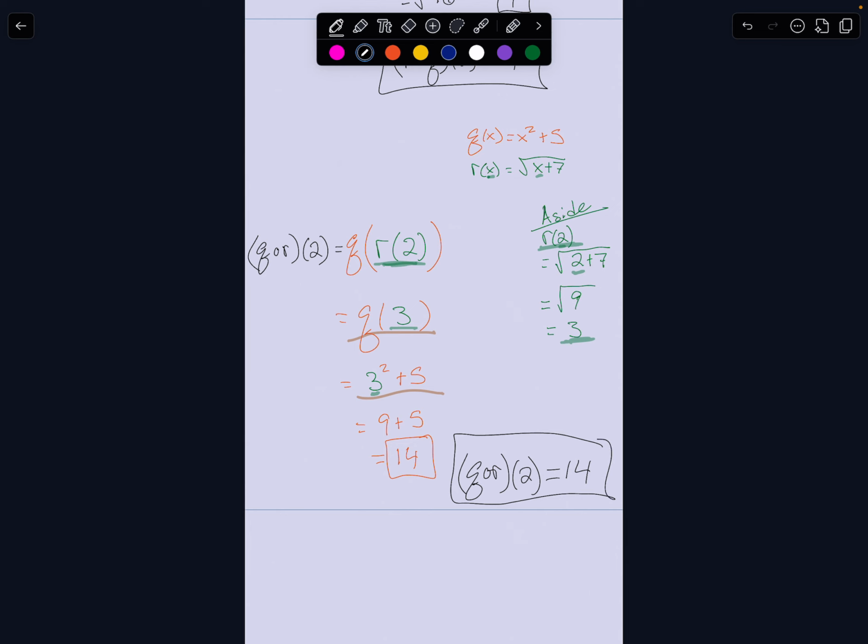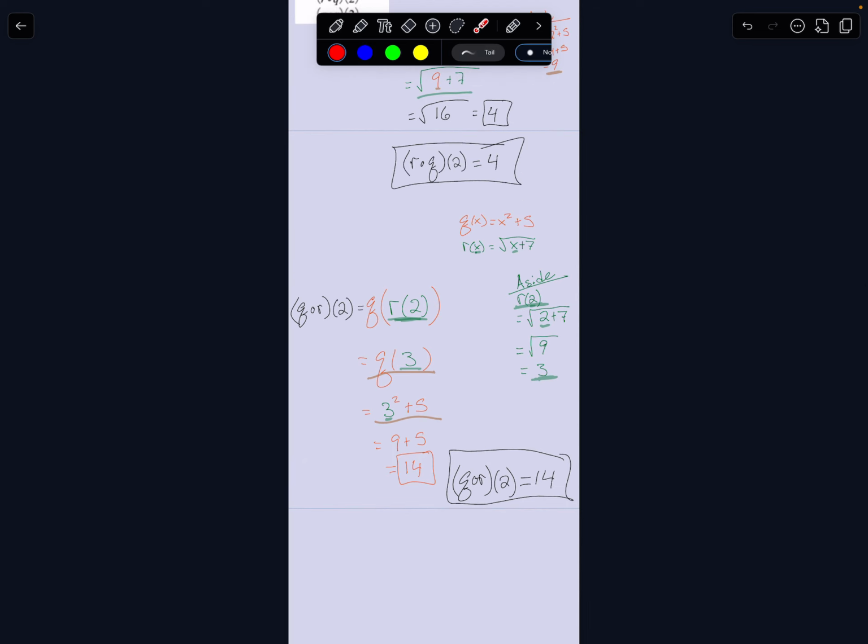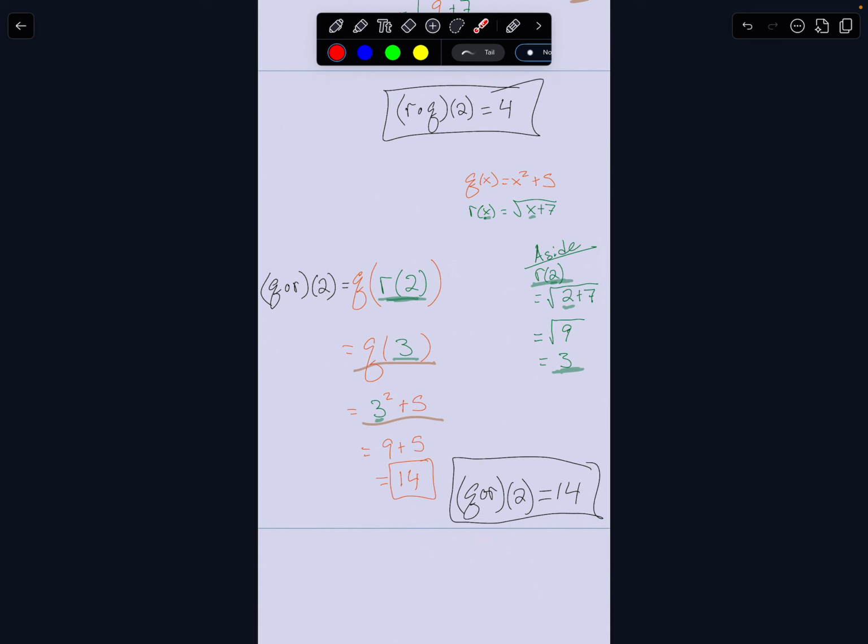So look at how different they are. In one, when q is the inner function, my answer is 4. When r is the inner function, my answer is 14. So very different, right? And that's it. So it is just substitution.